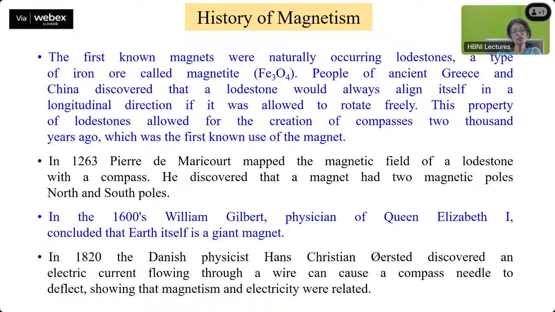In 1263, Pierre de Maricourt mapped the magnetic field of a lodestone with a compass, and he discovered that a magnet had two magnetic poles, the north and the south poles. In the 1600s, William Gilbert, a physician of Queen Elizabeth I, concluded that Earth itself is a giant magnet. And in 1820, the Danish physicist Hans Christian Ørsted discovered that an electric current flowing through a wire causes a compass needle to deflect, showing that magnetism and electricity were related.